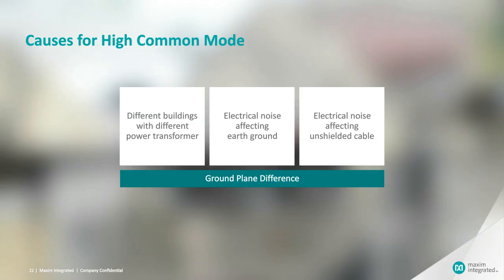A few causes for high common mode range. Primarily, it's different ground planes from one system to another. That can occur when you're communicating from one system to another, and there are different buildings, and they have different power transformers, and that could cause a difference in terms of that common mode. Also, if you have local equipment that's injecting electrical noise that's affecting not only earth-ground, but also if you're using a cable that's unshielded, that could be easily influenced. A lot of times in Asia they want to save money, and then they're using a lower quality cable. That common mode can happen because of that reason.